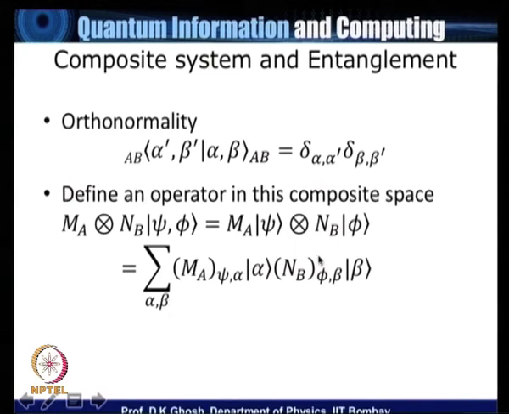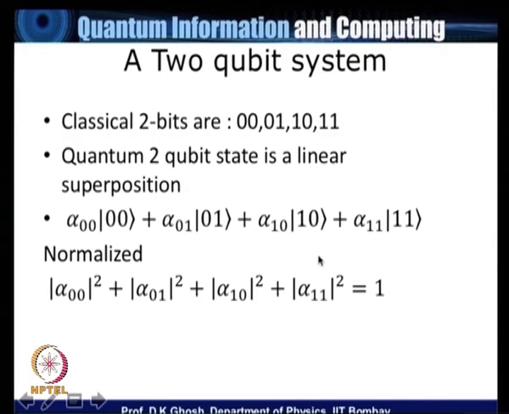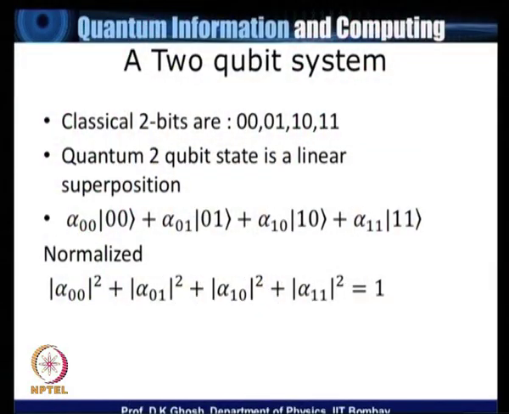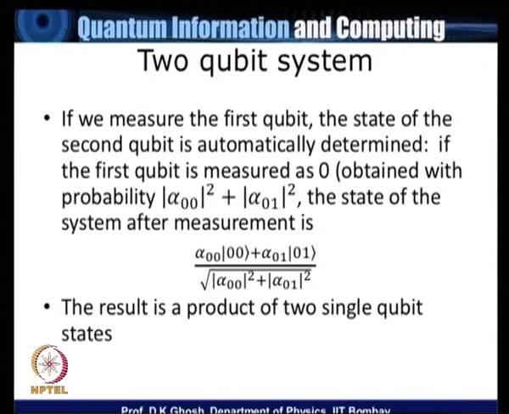That is getting more and more complicated. So as I said, the classical bits are 0 0, 0 1, 1 0 and 1 1. The quantum 2 qubit state will then be a linear superposition of states alpha_00 |00>, etc. The same normalization holds good, |alpha_00|^2 up to |alpha_11|^2 is equal to 1. Now, we will talk about the 2 qubit system and its extension to n qubit system in the next lecture.